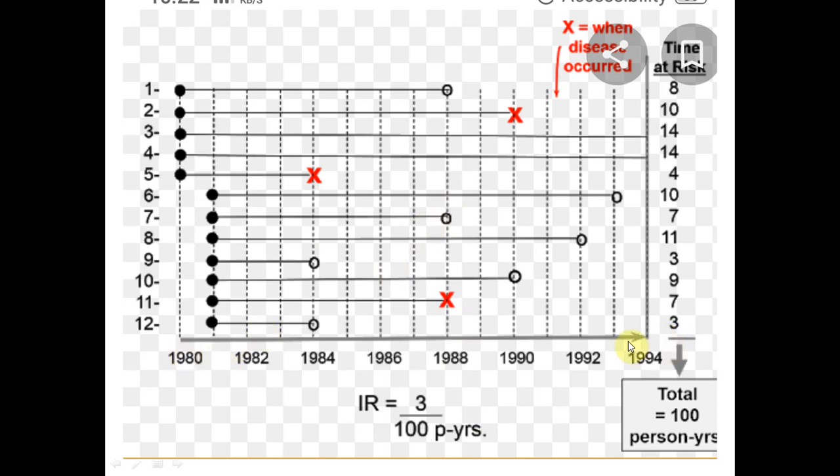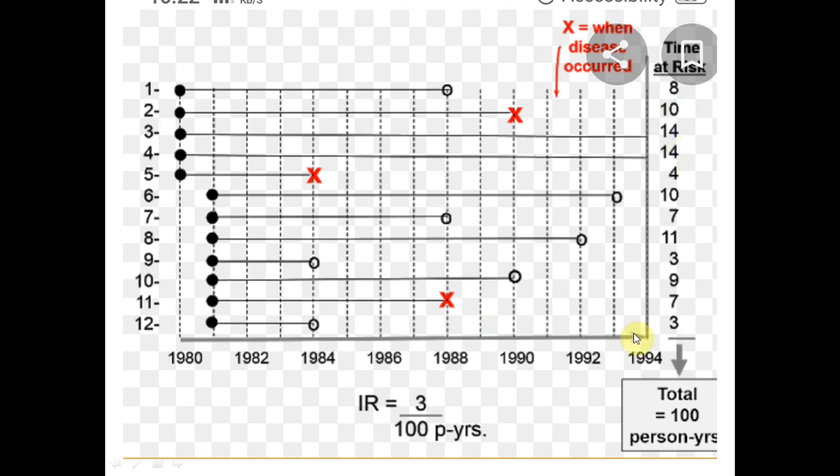Okay, so over the 14 years, three cases have been reported. The second person, fifth person and 11th person were the cases among all 12 people. Okay, so we are not taking the number of people. What we are taking is person years, the duration of the population under risk. So these 12 people were under risk for 100 person years. How we get 100 person years is different. Okay, so this is how we calculate incidence rate or incidence density. We have to calculate person years. So this is how we calculate person years from the beginning of the study until they leave our study, until they develop the disease, we calculate the duration. Okay, so that's how it is.